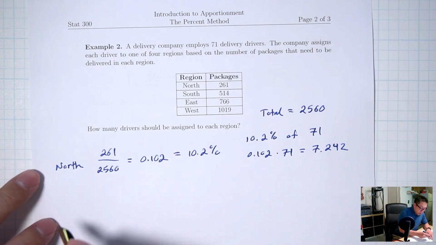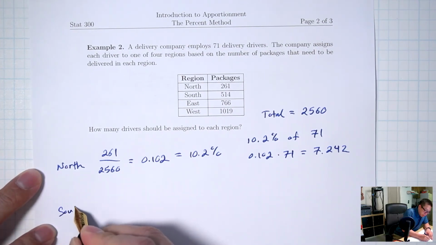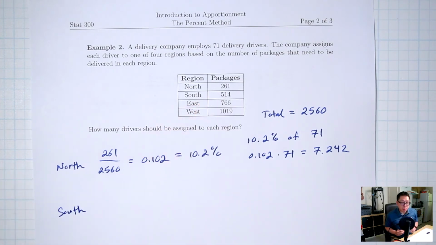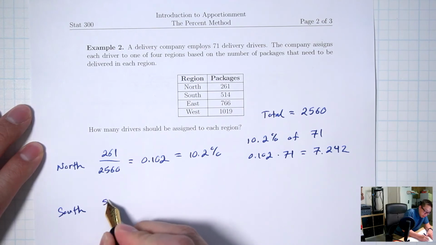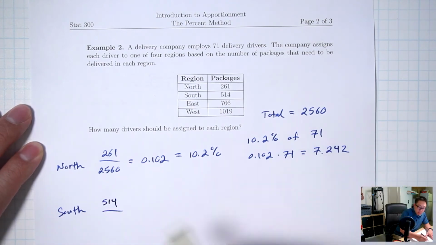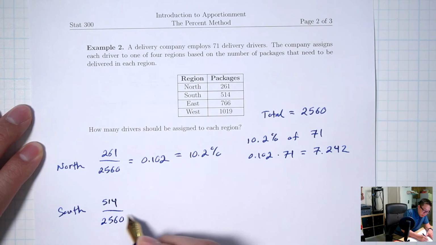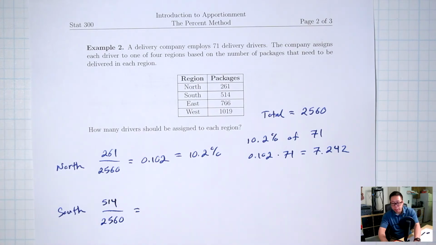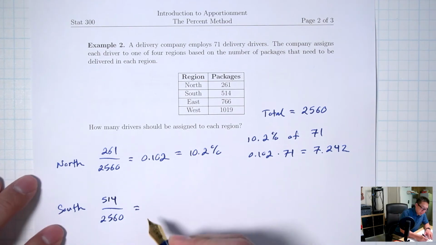For the South has 514 packages. What percent is that? So we'll take 514 divided by the total, 2560. 514 divided by 2560. Okay, you'll get a decimal. It's a long decimal, so round it to 3 decimal places. So rounded would be 0.201.